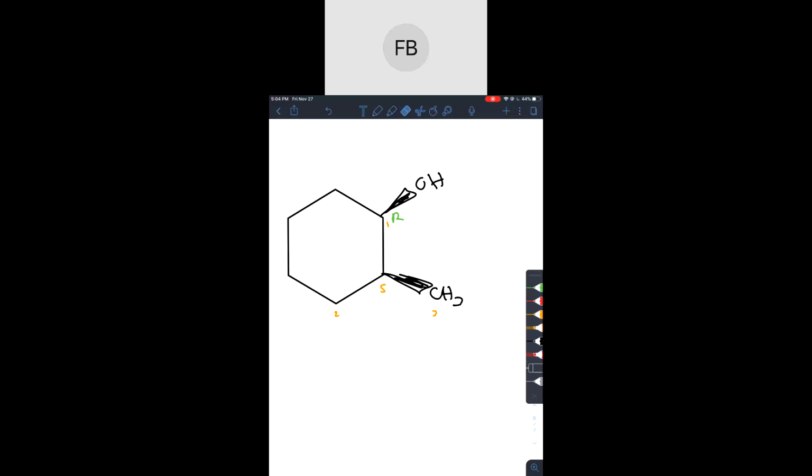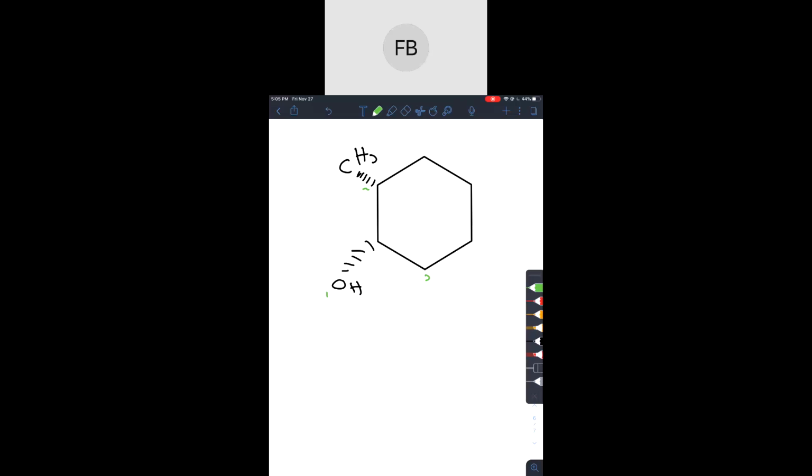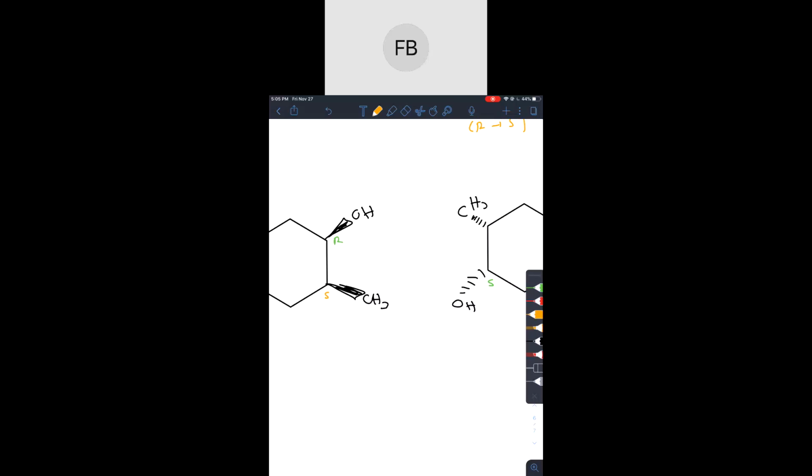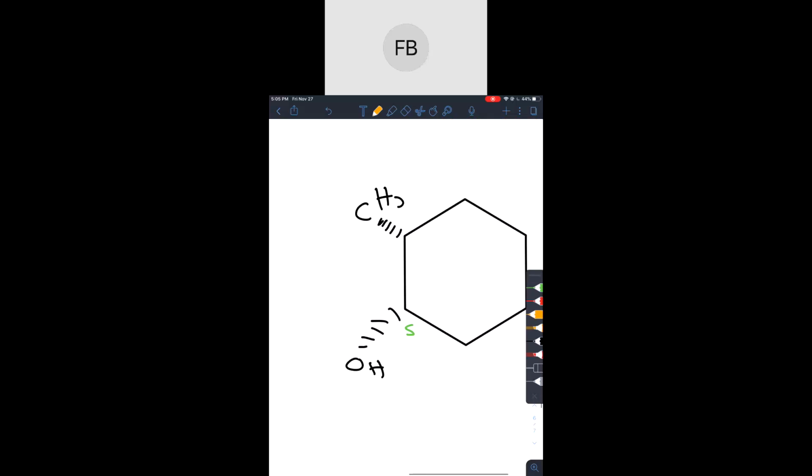Let's do this one. Again, I'm going to do the OH in green. So in green, this will be 1, this will be 2, this will be 3. That's going clockwise with a forward hydrogen, so S. Then following the same pattern in orange, I'm going to do a CH3. This would be 1, this would be 2, this would be 3.